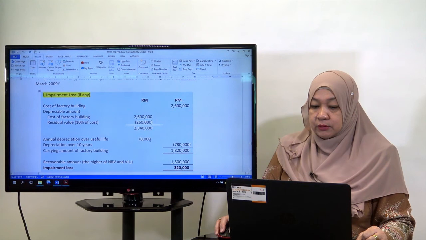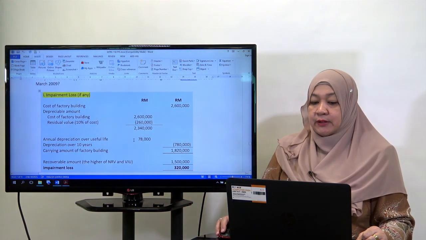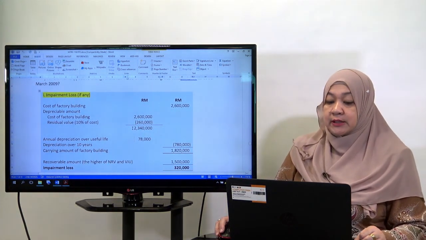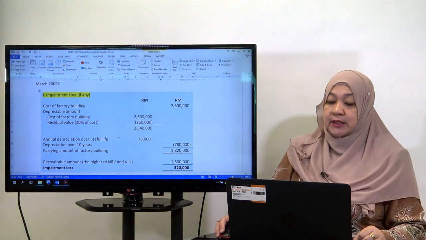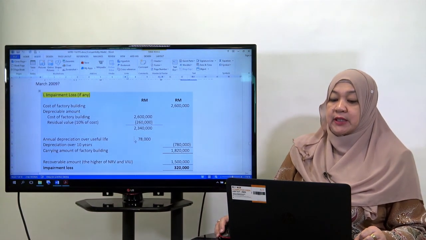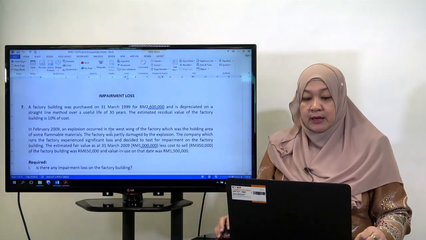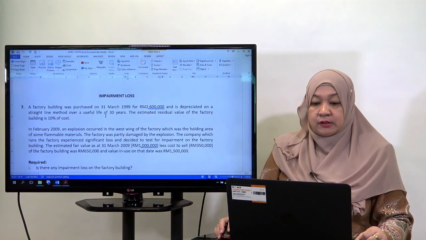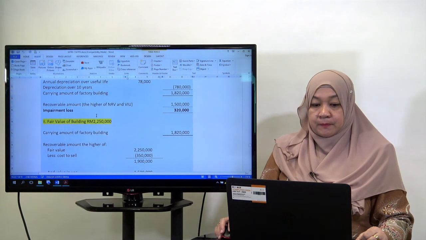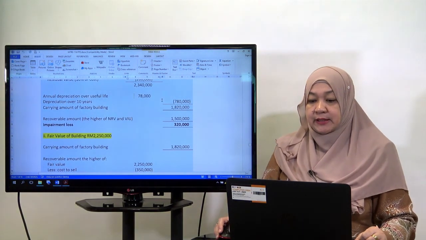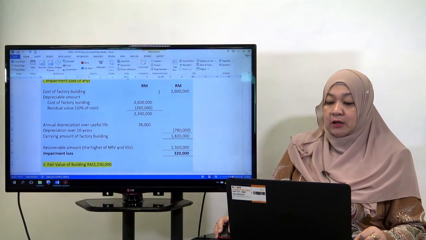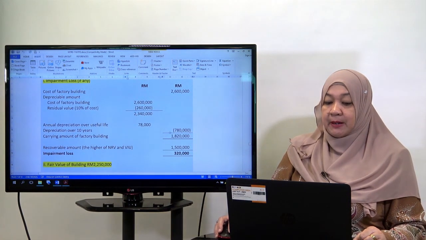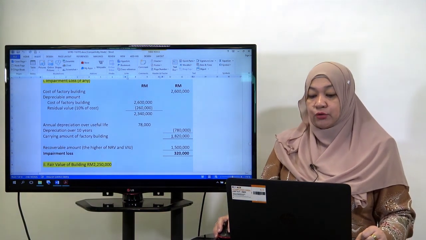Now, how do we get this 78,000? It's because we know that the useful life of the factory building is 30 years. So 2.34 million divided by 30 years, you get an annual depreciation of 78,000. And because this asset has been with us for 10 years, the total amount of depreciation over 10 years is 780,000. So the carrying amount of the factory building is 1.82 million.